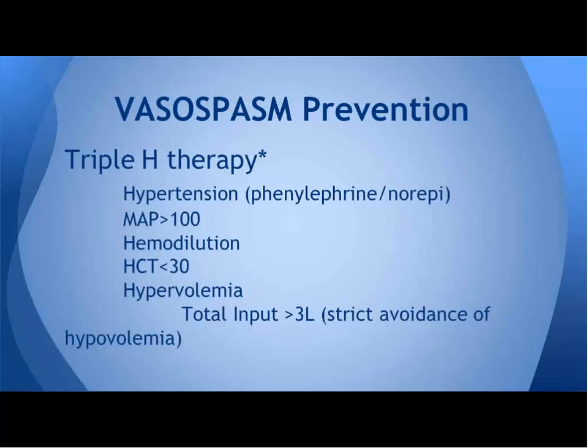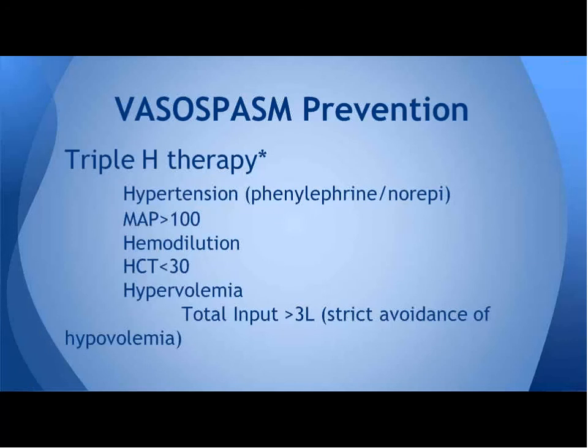Triple H therapy, what is it? Why do we do it? It's essentially hypertension, hemodilution, and hypervolemia. These theories are based on studies from the 70s to 80s where they found that when you drive the blood pressure up, the mean arterial pressure greater than 100, you hemodilute them, where you drive their hematocrit down to less than 30, which most ICU patients are anyway, and then you give them huge amounts of IV fluid, they seem to have better outcomes in some studies.